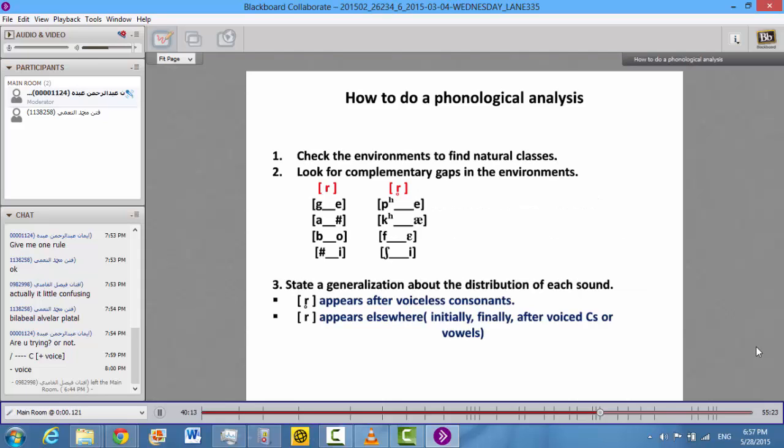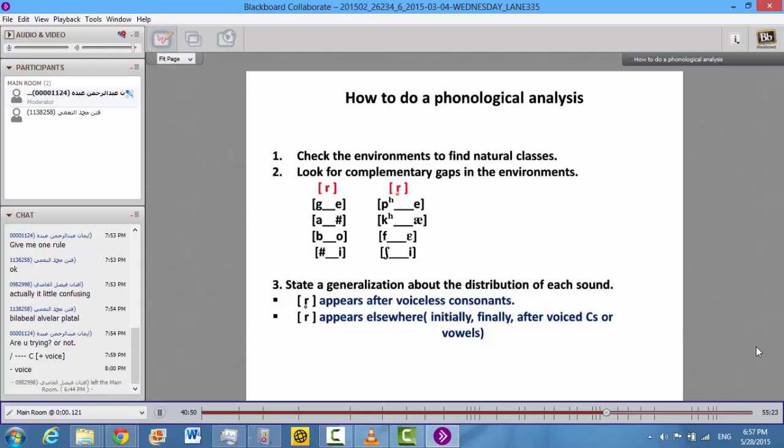For example, here, we check the environments to find natural classes. How do you check the environment? You have to do it this way. Look at the two sounds in the middle, and here we put the environment. We check the sound ra, and we can see that it is preceded by ga, followed by e, and then by a vowel, and finally, preceded by ba and followed by o initially, and followed by e.